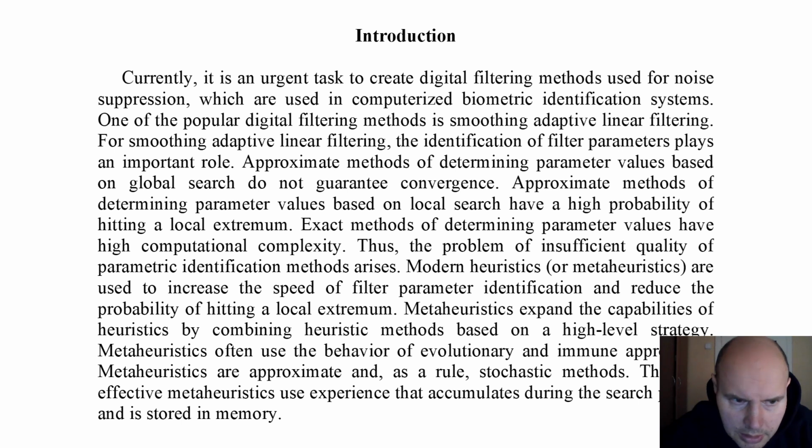Modern heuristics and meta-heuristics are used to increase the speed of filter parameter identification and reduce the probability of hitting a local extremum. Meta-heuristics expand the capabilities of heuristics by combining them with a method based on a higher-level strategy. Meta-heuristics often use the behavior of evolutionary approaches and are, as a rule, approximate and stochastic methods. Effective meta-heuristics use experience accumulated during usage and stored in memory.